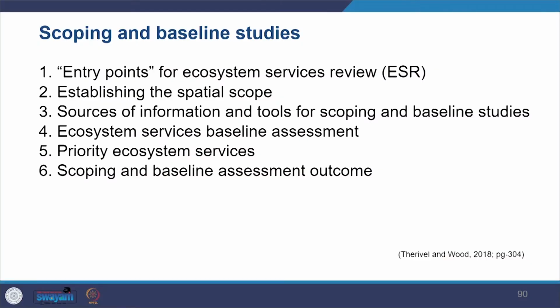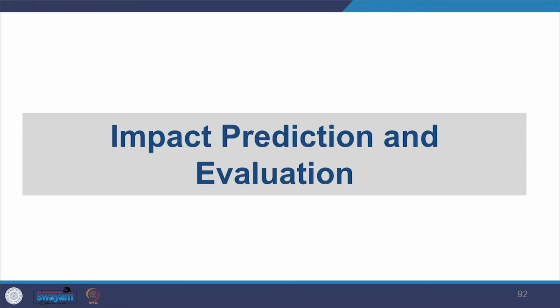Now, moving on to the next segment, impact prediction and evaluation. During impact prediction, you need to consider the effects of the planned development on the supply and use of ecosystem services and their implications. So, you are going to look at all these effects of the planned development. You have to look at any changes on people's livelihood, health, safety and culture.